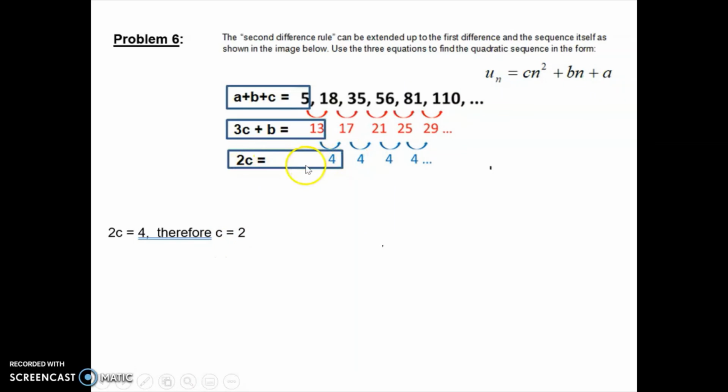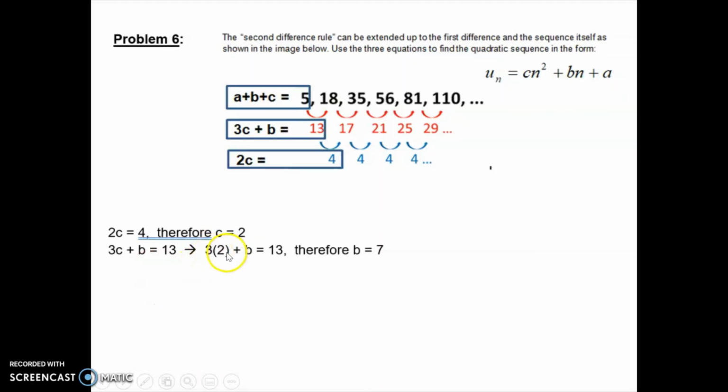That makes sense. We knew that already. Now let's jump up a level. 3c plus b equals this first number. Okay, let's start with that equation. 3c plus b equals 13. Well, we can't solve that because we have c and b, but we just found c. So why don't you take the c thing we just found, put it in there, and solve for b.